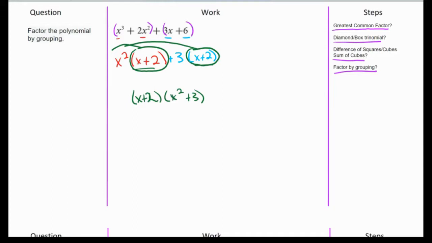The reason that this works is that if I were to take x plus 2 and distribute it, I'd multiply x plus 2 by x squared, which is where we were at here, and x plus 2 times 3, which is where we were at here. So factor by grouping is just putting things together and then using the greatest common factor to help us get to our factored form here.